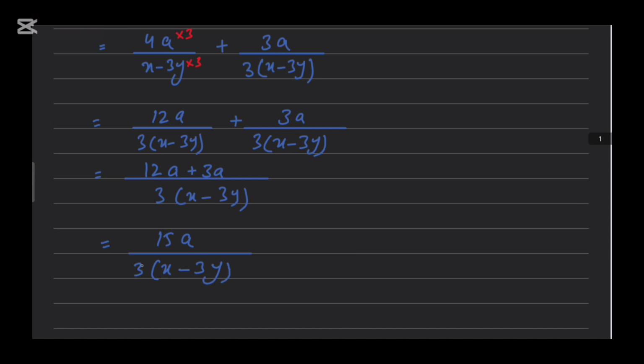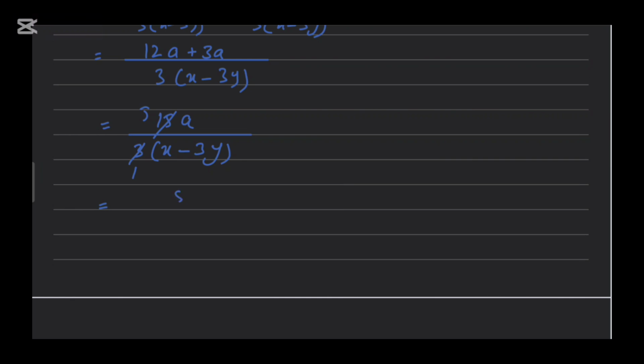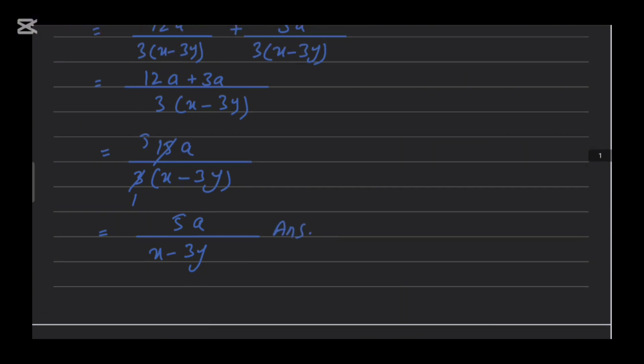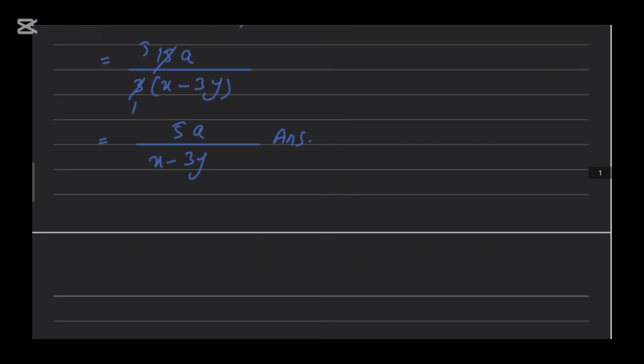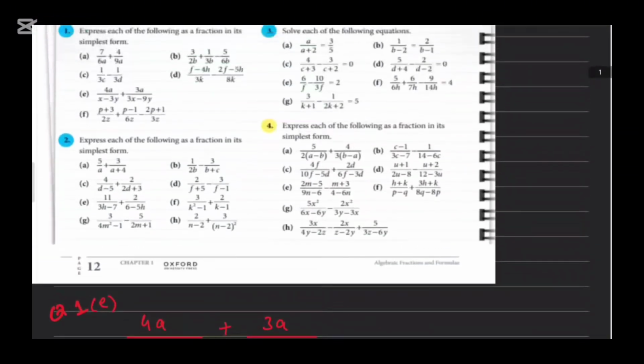So now you can cut down this 3 and 15. How will you cut them down? 3 1s are 3, 3 5s are 15. So your final answer will be 5a over x minus 3y. That is your answer. This is the way you will solve it. Okay, so let's do the next question.